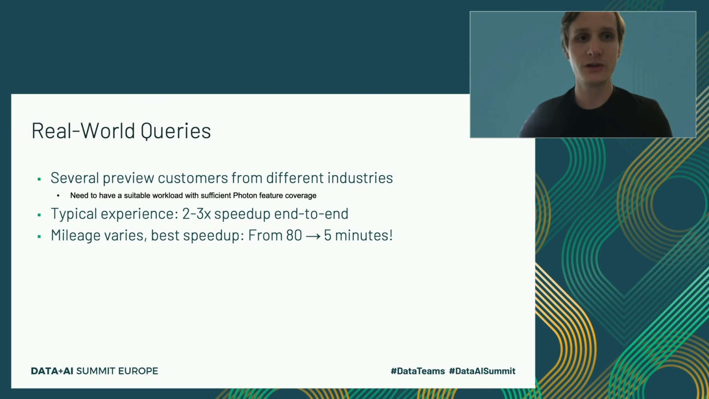We've also given Photon to several preview customers who are interested from different industries. Clearly they need to have suitable workloads where Photon can provide a sufficient coverage of their workload. And the typical encouraging results we've seen so far is that across the board there's usually a 2 to 3 times speedup end to end for suitable queries. But again, the mileage in practice can vary. One interesting data point is that the biggest speedup we've seen so far was improving one query from 80 minutes down to 5 minutes. So we're very optimistic that we'll be able to improve a lot of workloads.